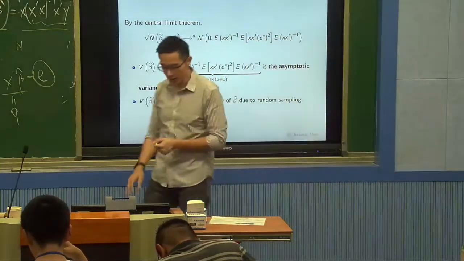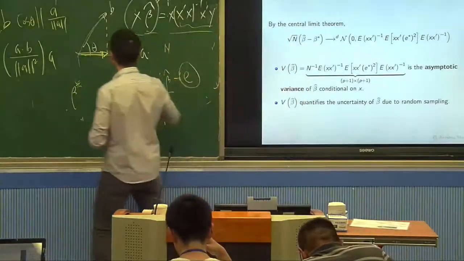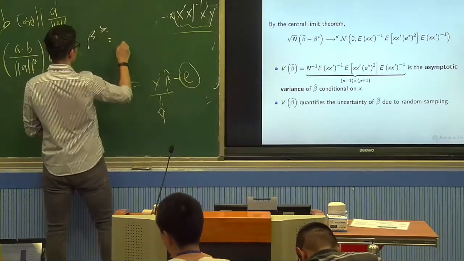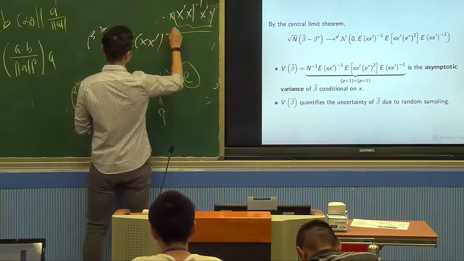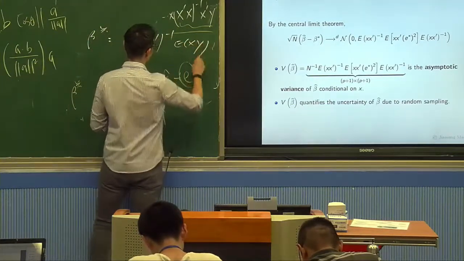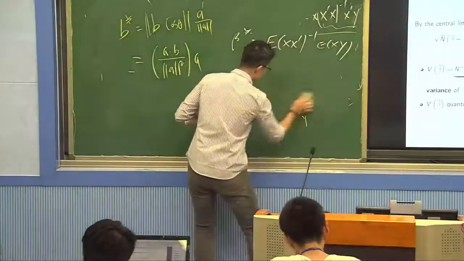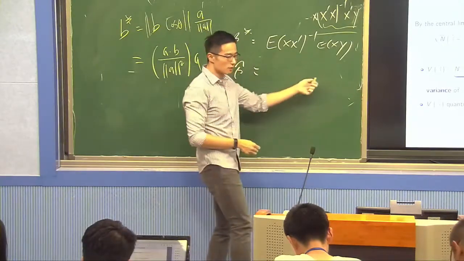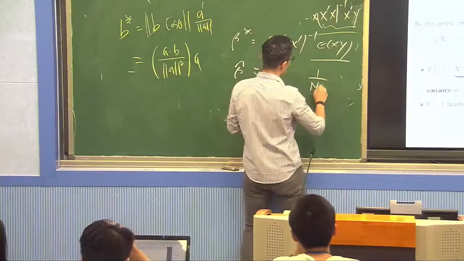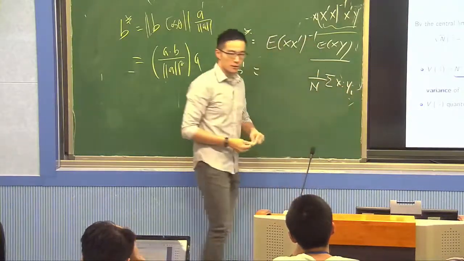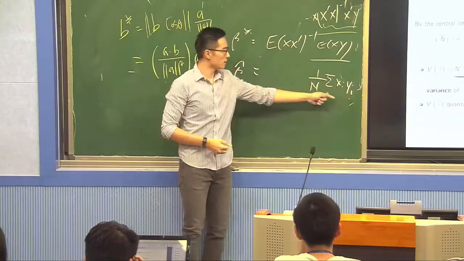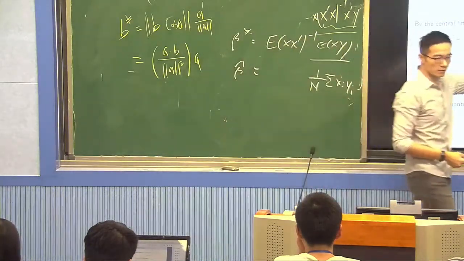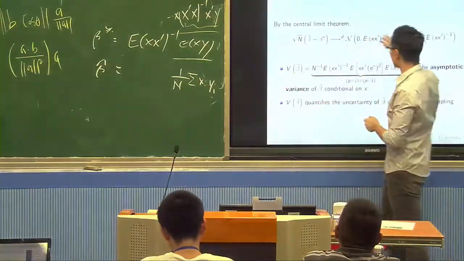But this is actually very easy to see, right? Remember, what is beta star? Well, it's basically E[XX'] inverse times E[XY]. So that's beta star. And beta hat is essentially the in-sample version of that. The in-sample version is the mean of X_i and Y_i. Now, because it's the mean of X and Y_i, we can apply the central limit theorem. So you can immediately see the correspondence between what we have and the central limit theorem expression here.